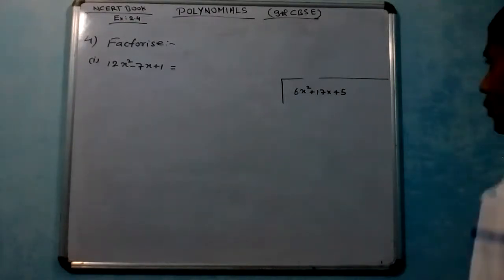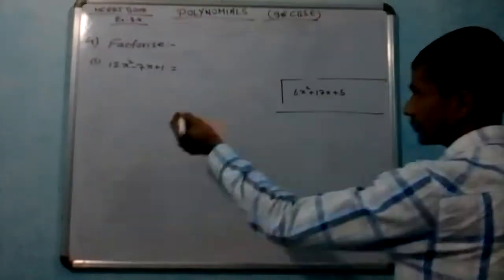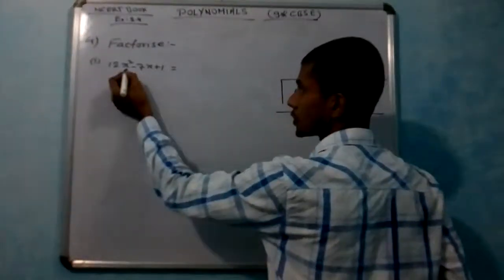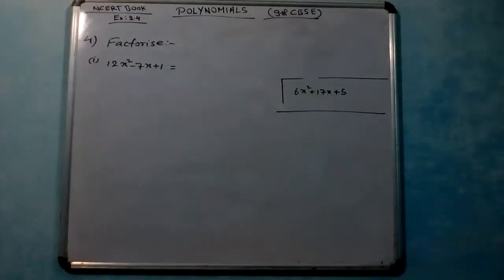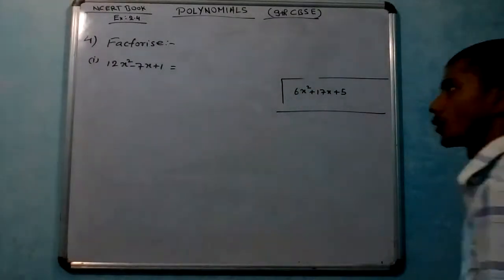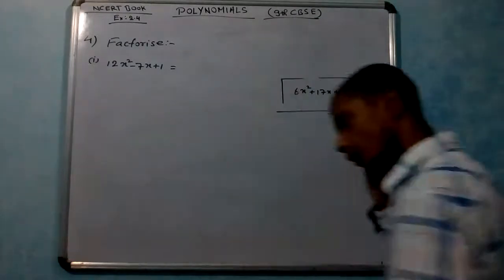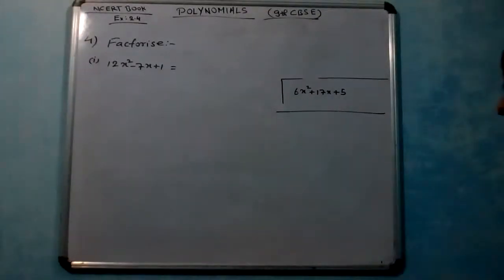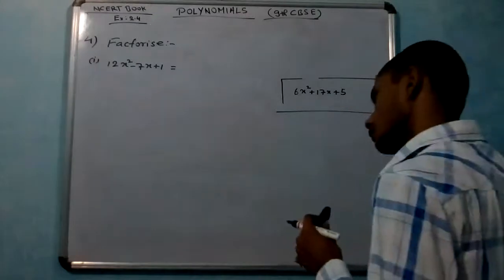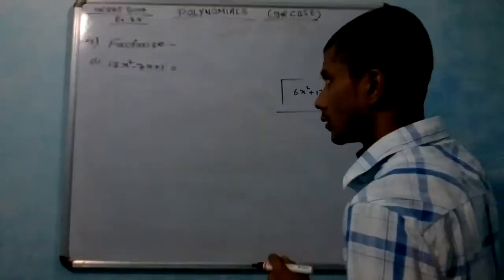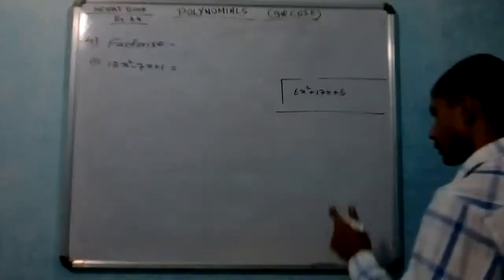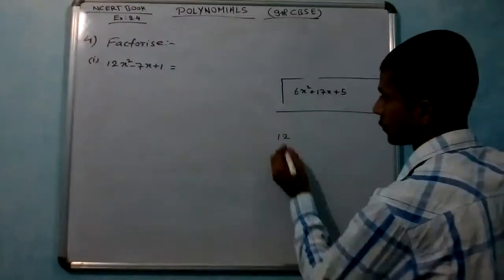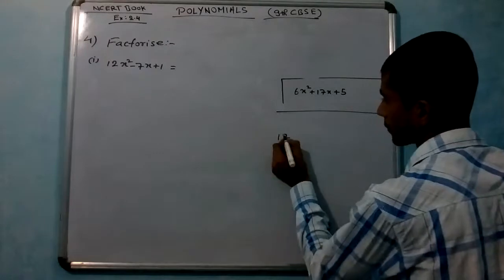So what is the procedure? The first thing, see here, what is the coefficient of x square? Yes, you are sure. What is the coefficient of x square? 12, that is plus 12, no? So 12 is the coefficient, I wrote here, fine.